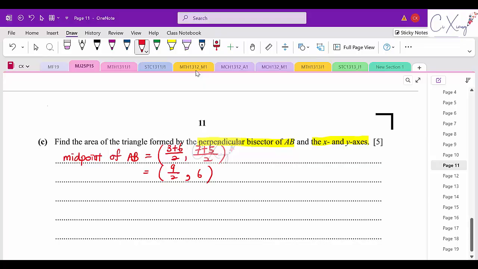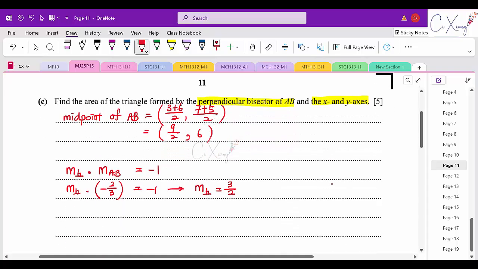So that's the midpoint. And then now we want to find the gradient. The gradient of the perpendicular bisector multiplied with the gradient of AB should be equal to -1 because they are 90 degrees to each other. And since we already know the gradient of AB just now in part 1, it is actually -2 over 3. Therefore, we can get the gradient of the perpendicular bisector, which is equal to 3 over 2.